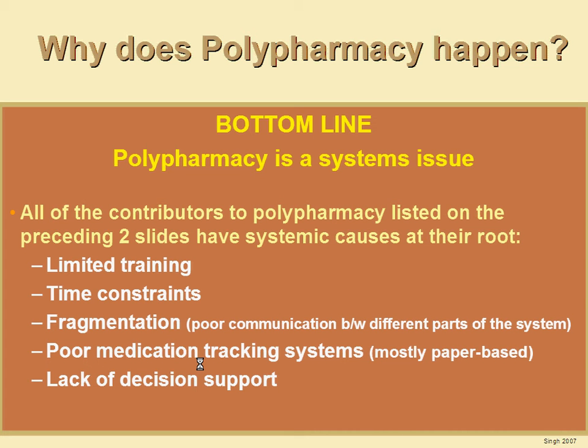Fragmentation and lack of medication tracking systems. These are problems that result in us not knowing what medications the patient is already on. Therefore that leads to poor decisions about what we should add. Lack of decision support is another one to be aware of. There are systems available to help us make decisions by providing information about drug interactions and warnings about inappropriate medications if a patient is elderly, for example, but we typically don't use those kinds of systems.